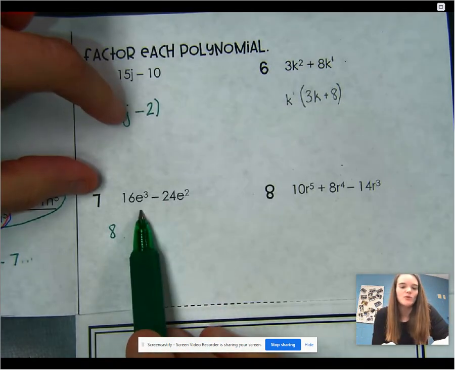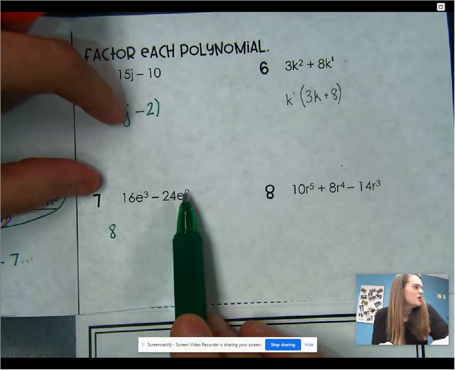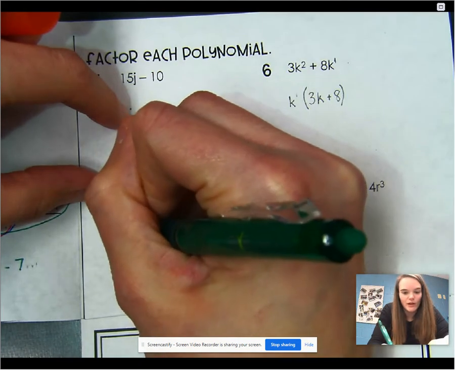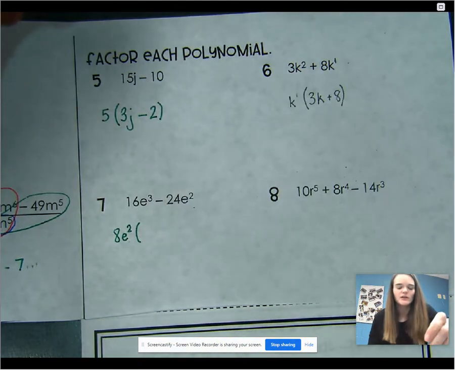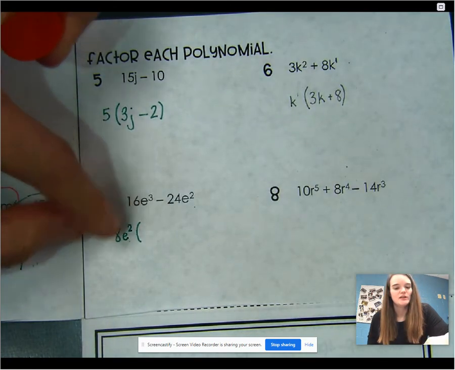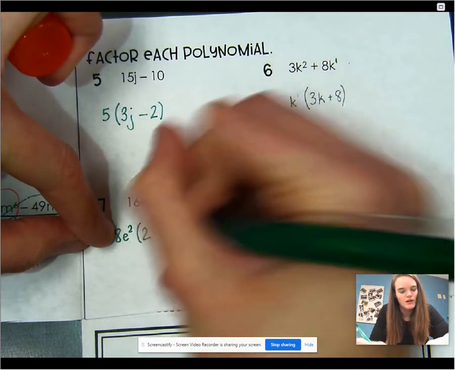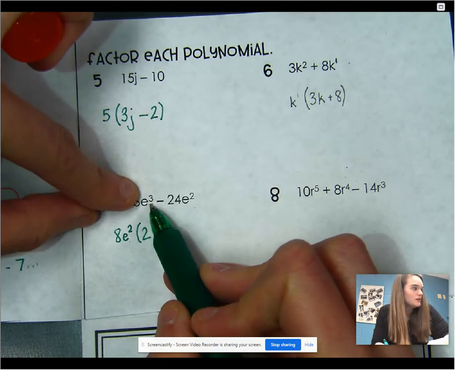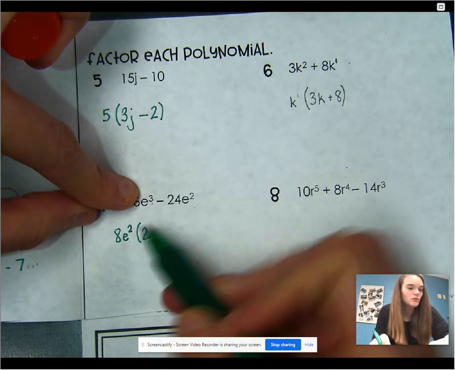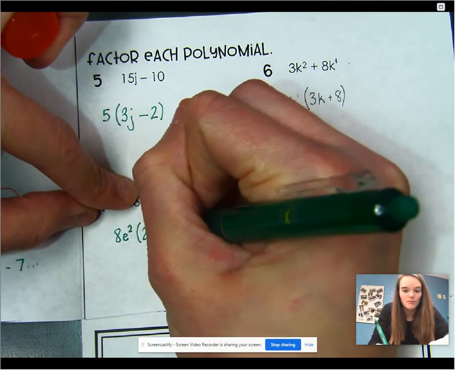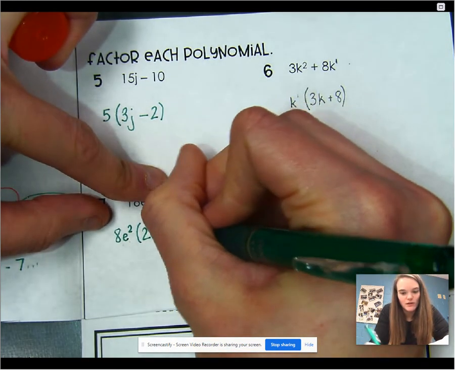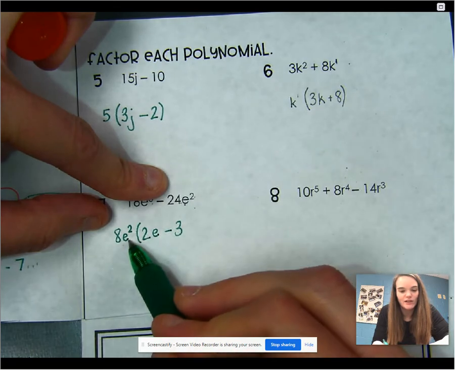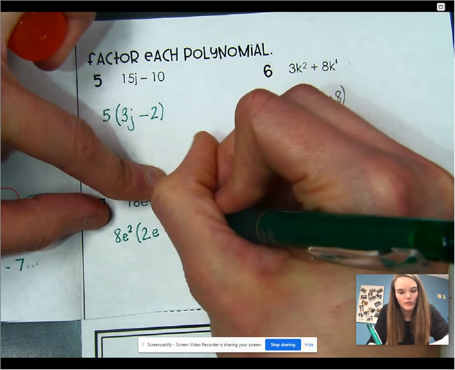Okay. They both have e's. E to the second is the one we're going to pull out. I'm going to always pull out that smallest one there. Okay, now let's divide. 16 divided by 8 is 2. This has 3 e's. This has 2. We have 1 left. Minus 24 divided by 8 is 3. We had e to the second. We took out e to the second, so there are no e's left with that 3.